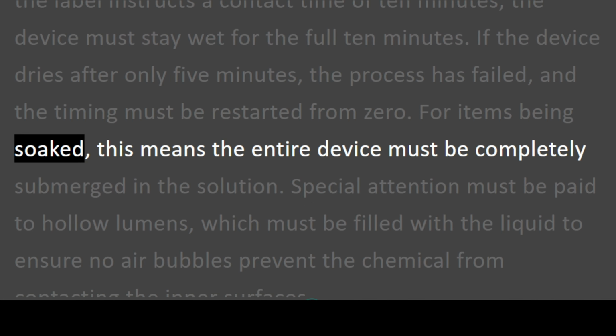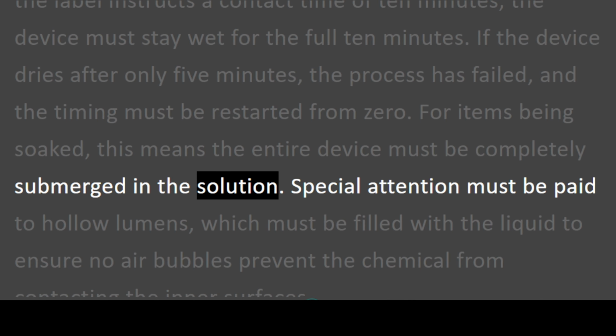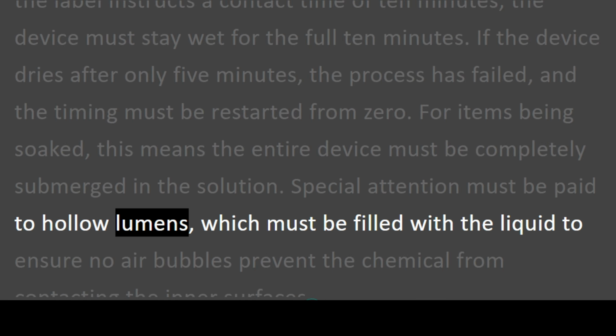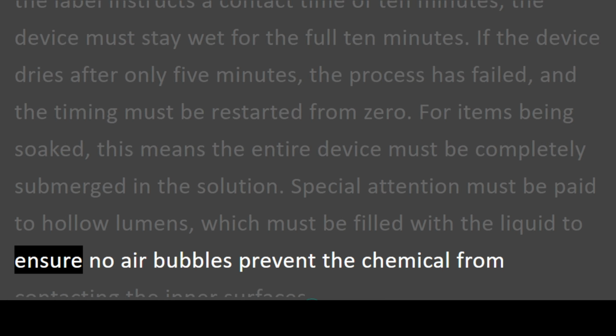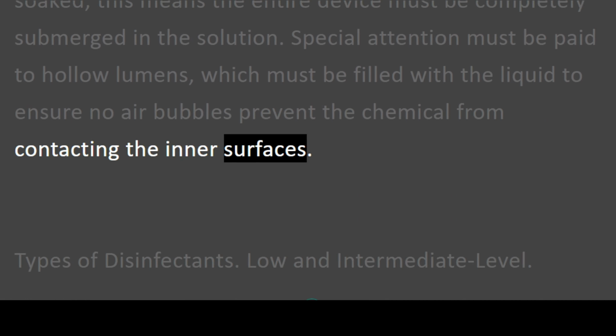For items being soaked, this means the entire device must be completely submerged in the solution. Special attention must be paid to hollow lumens, which must be filled with the liquid to ensure no air bubbles prevent the chemical from contacting the inner surfaces.